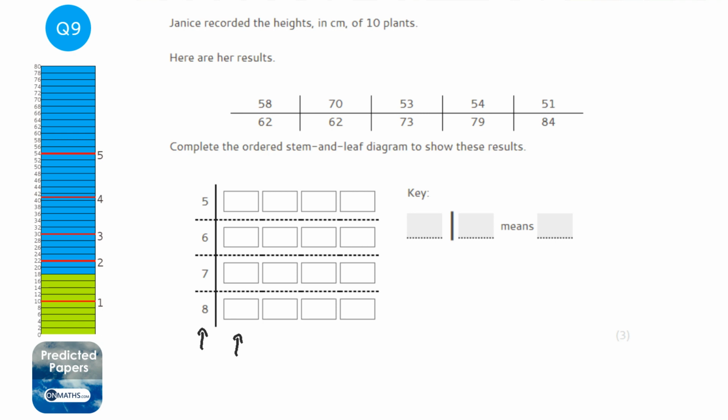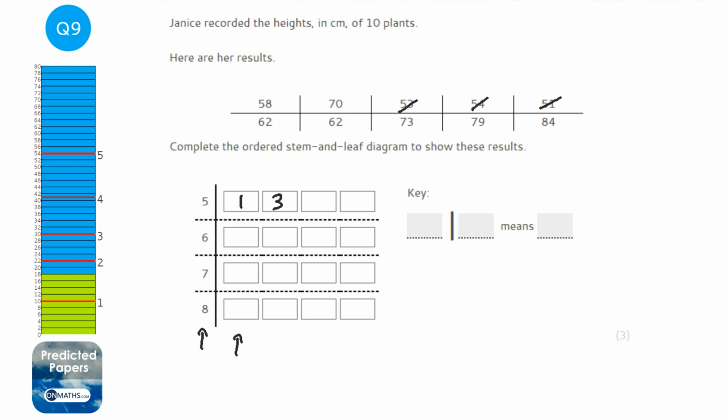Now the easiest way of doing this question is just do them in order of size. So 51 is our smallest. Now we're not going to write 51 in here because there's a 50 on the left hand side, we're just going to write a 1. Looking around, I think 53 is our next smallest, so we're going to put the 3 in. And make sure you cross them out on your exam paper so you don't lose track.